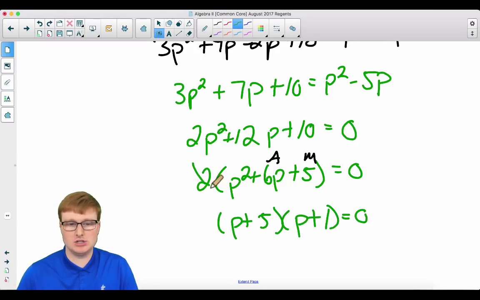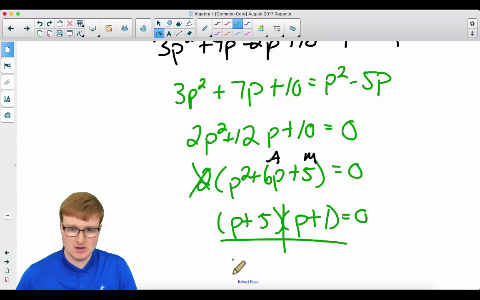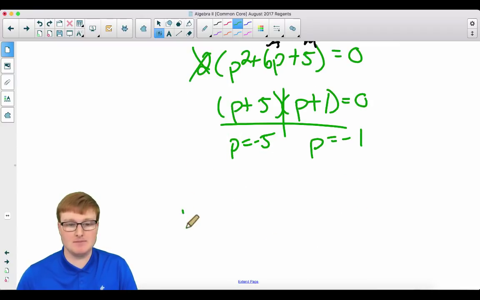Set that equal to 0. The 2 just wipes out. We get p equals negative 5, and p is equal to negative 1. Now, I am not going to waste my time, or yours. I will tell you right now that these are both your answers.